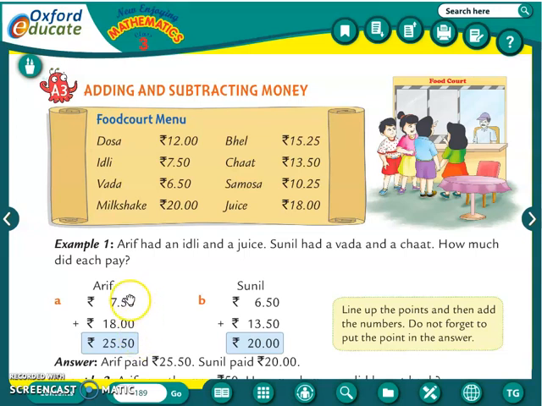0 plus 0 is 0, 5 plus 0 is 5, 7 plus 8 is 15, 5 here, 1 here, 1 plus 1 is 2. So this is the total of Arif's, and Sunil's total is here, 6.50 plus 13.50, so it will be 20 rupees. And we have to remember that whenever we are writing any numbers with rupees, we have to keep this dot, that is compulsory, and we have to put the sign before the numbers.